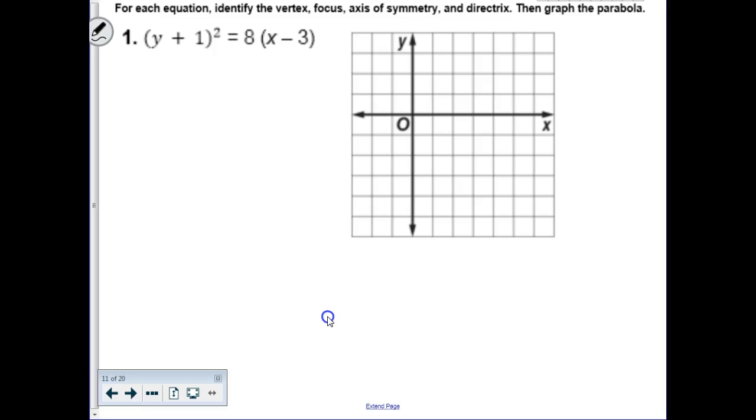All right, so this one's not done for you. Finally, some action. Here we go. First of all, the thing that's being squared, is it isolated? Is it all by itself on one side of the equation? It is. So what kind of parabola are we looking at? If it's got the y quantity squared, uh-oh, this time it's horizontal.